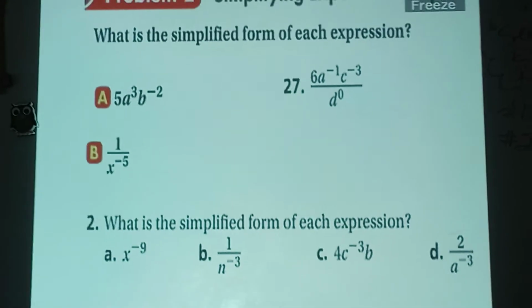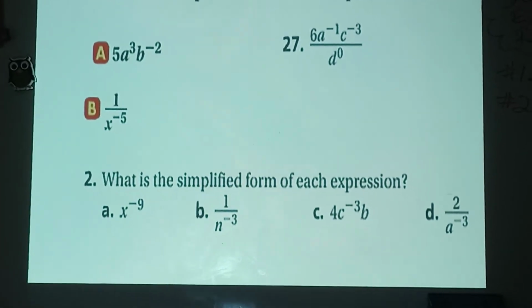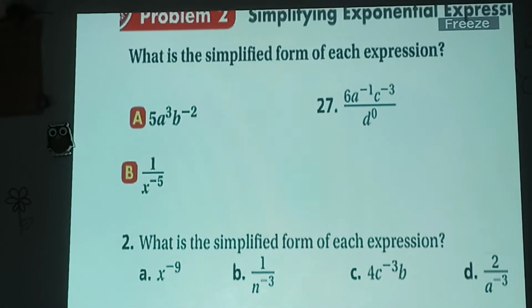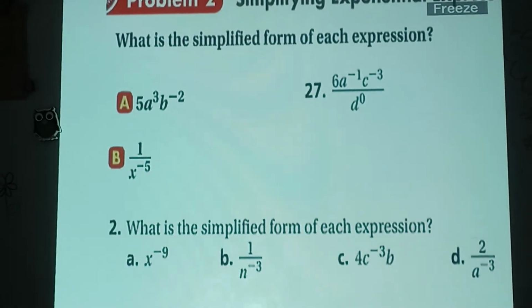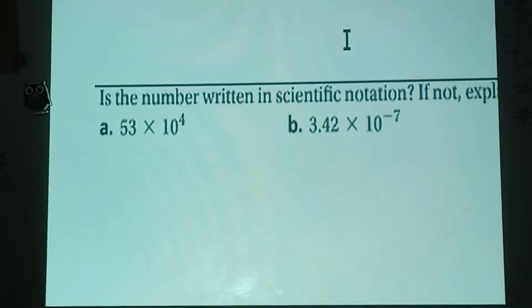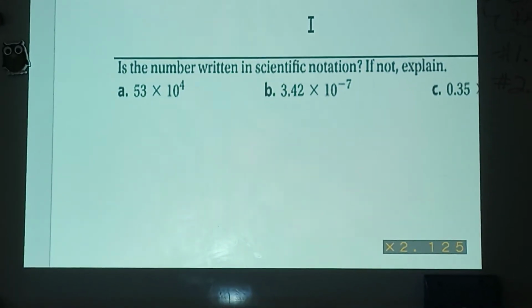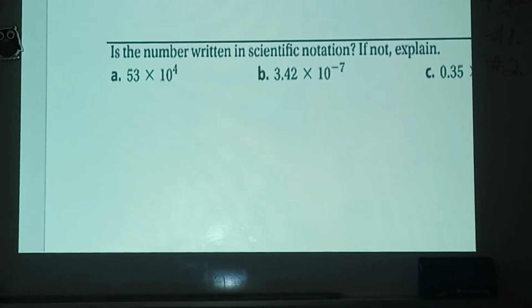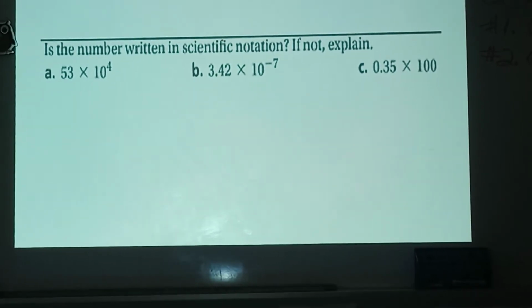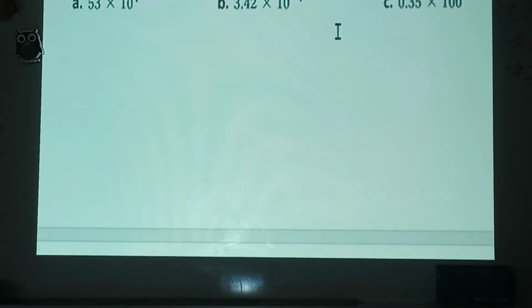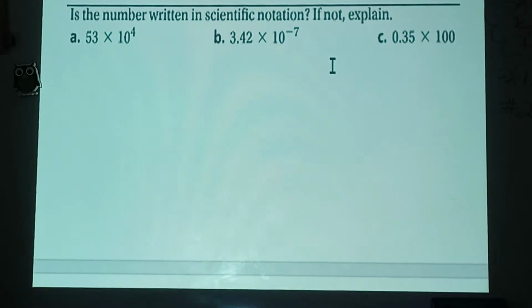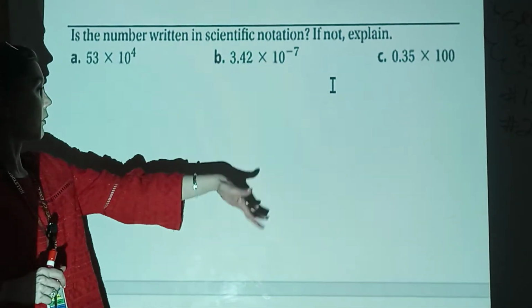And now part 3 is writing terms in scientific notation. Okay? So let's take a look here. Part 3. Okay, first of all, we have to know exactly what scientific notation is or looks like. Okay, you've already written this down.